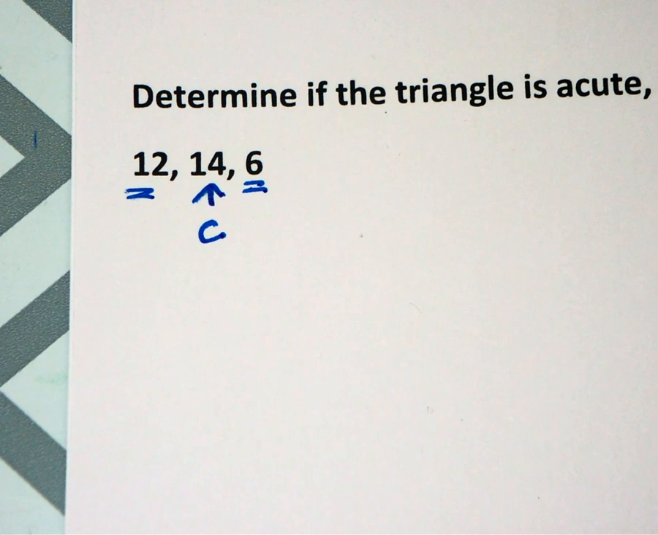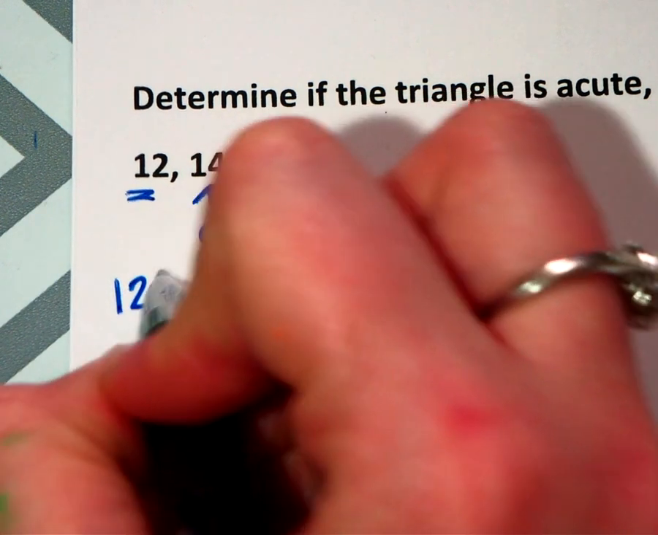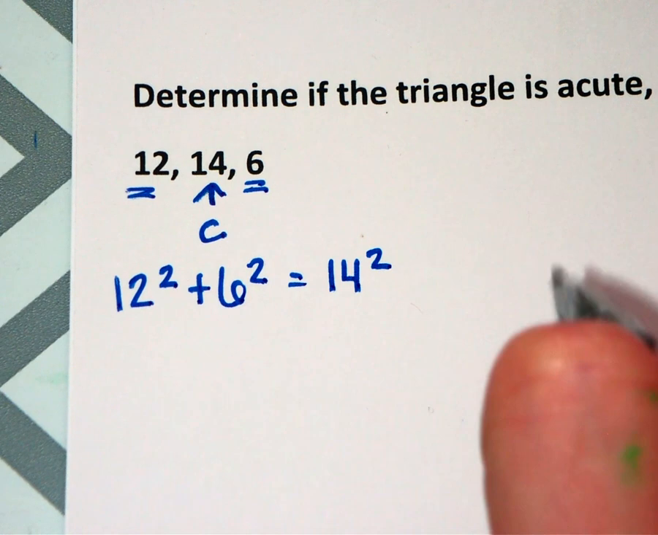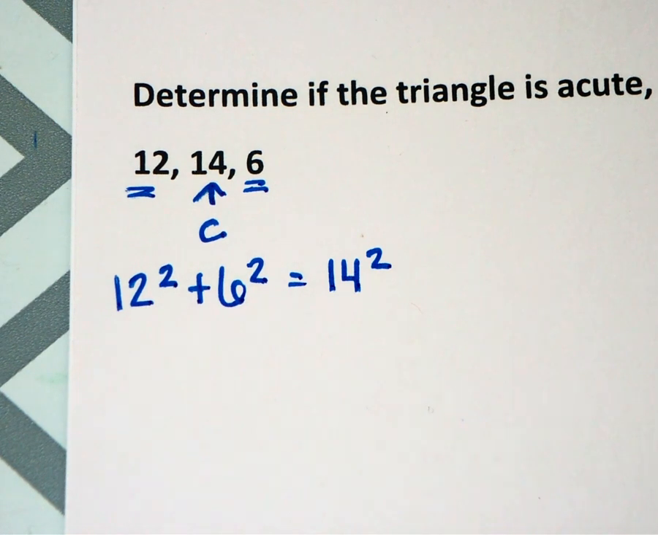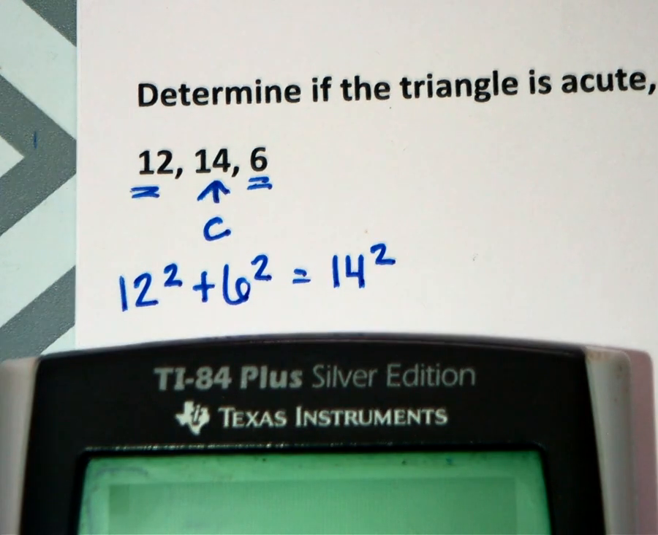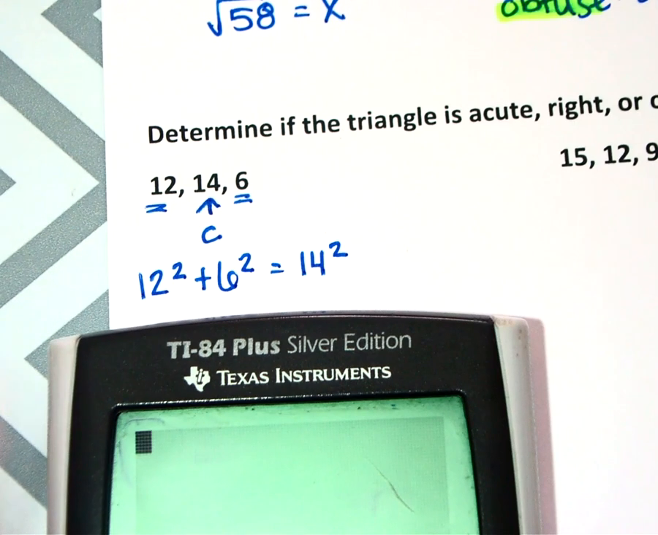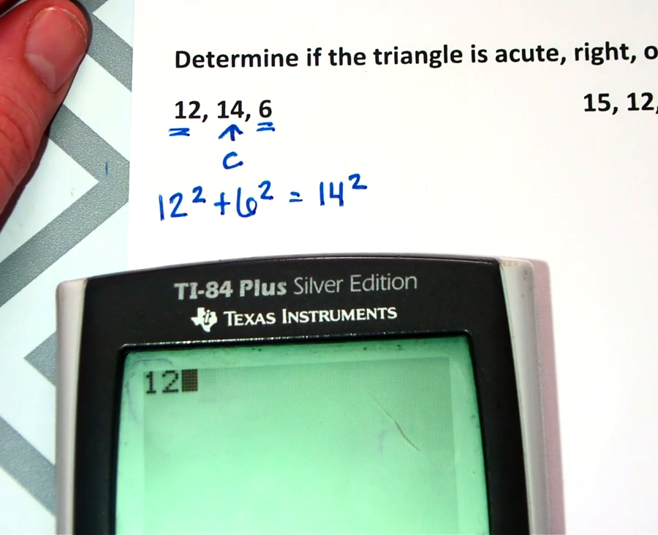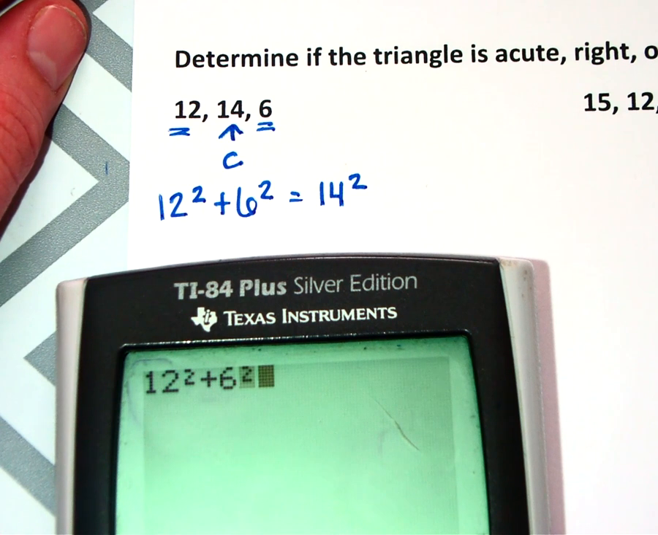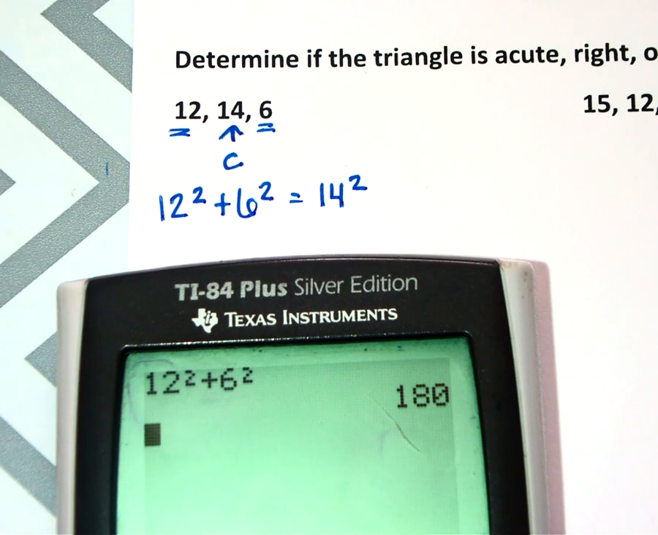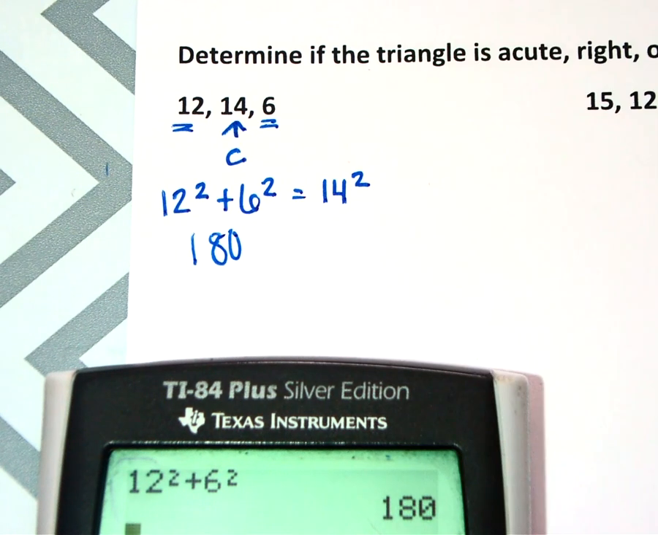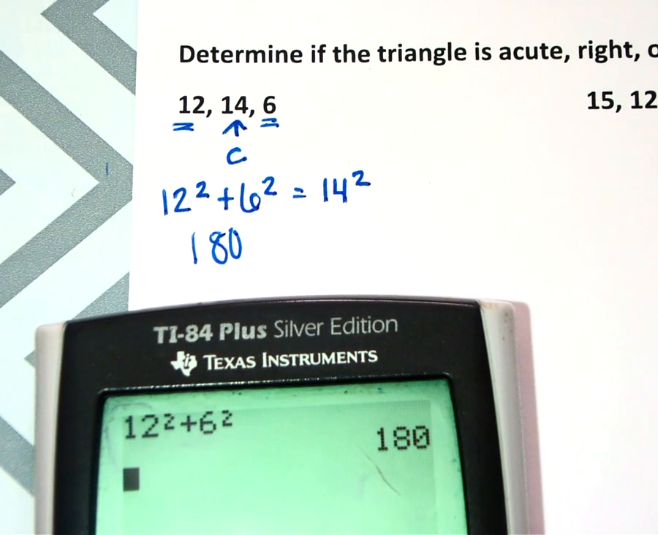So I'm going to plug this into the Pythagorean theorem. 12 squared plus 6 squared equals 14 squared. You can do this straight into your calculator, which is perfectly fine. When doing this, make sure you're breaking it up at the equal sign. So I'm only going to do 12 squared plus 6 squared to get 180. I'm not going to simplify the 14 squared yet. I'm going to break it apart. So 180, then I'm going to do 14 squared, and I get 196.